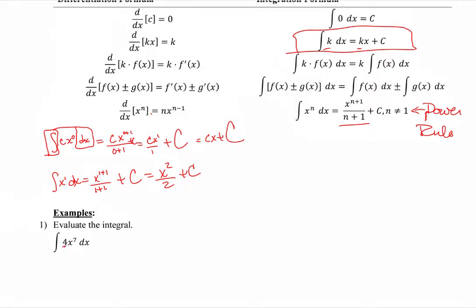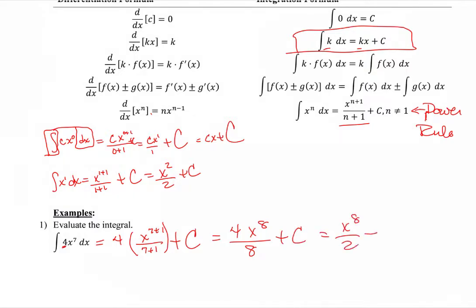Now, any kind of number like this, what I like to call it is a tag along. So it's like a little puppy that follows you around and goes everywhere with you. Okay? So it's going to be 4 times x to the 7 plus 1 over 7 plus 1 plus my capital C. So that's 4x to the 8 over 8 plus c. So that's x to the 8th over 2 plus c.